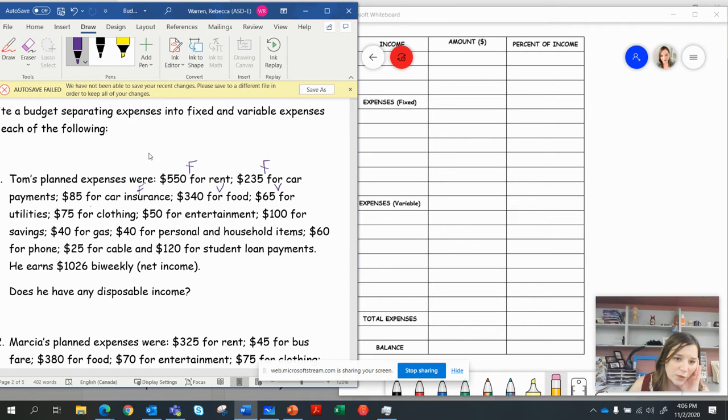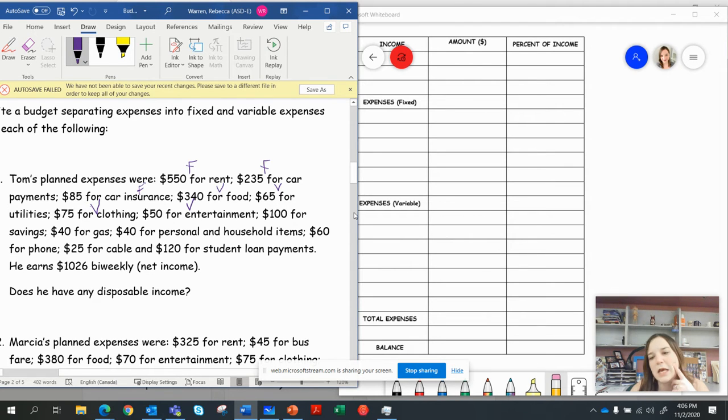expense. $75 for clothing, that is a variable expense. You do not buy clothing every month necessarily, and if you do, you're probably not spending $75 unless it's something like a uniform, and then hopefully it is not costing you $75 every month. Entertainment, that's something that's going to vary from month to month.